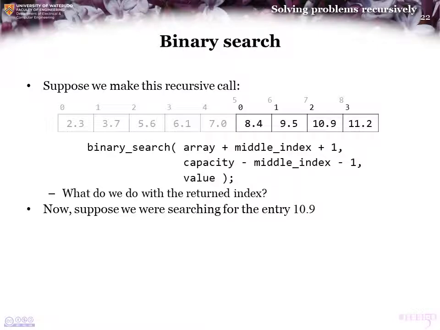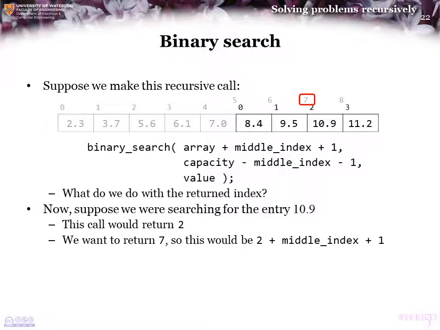Suppose we're searching for the entry 10.9. Now, 10.9 in the smaller array is at index 2, so the recursive call to binary search would return the value 2. But we want to return the value 7 because it's in the 7th index of the larger array. So therefore, we will be returning 2 plus middle index plus 1.